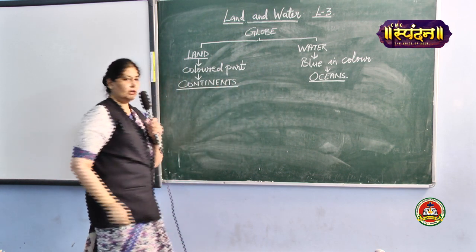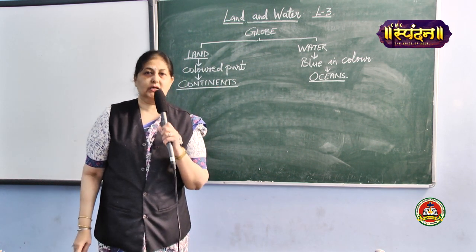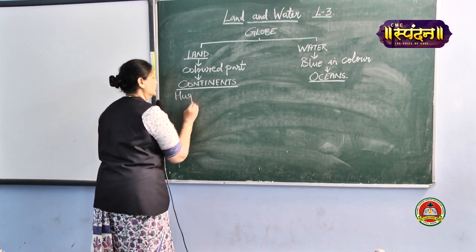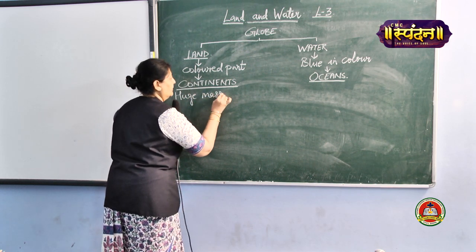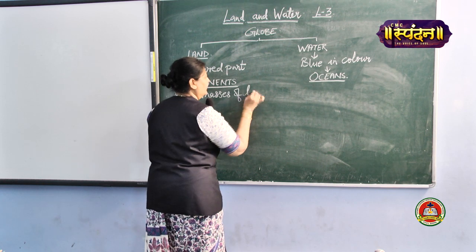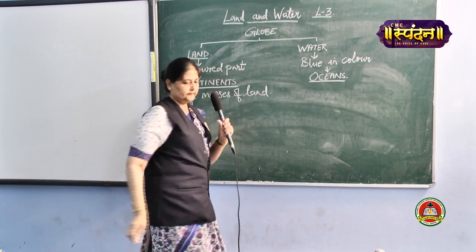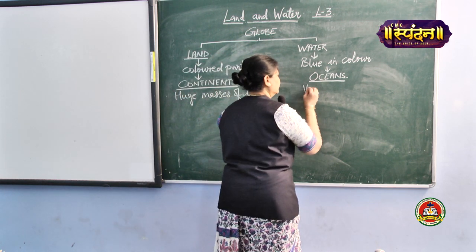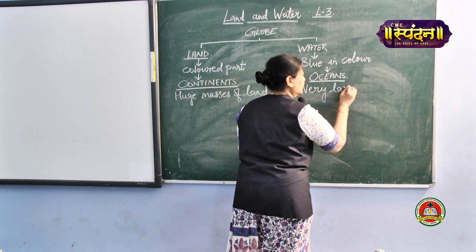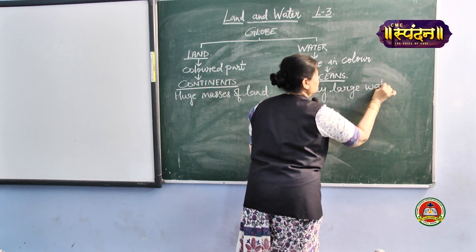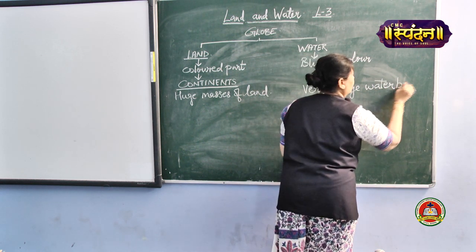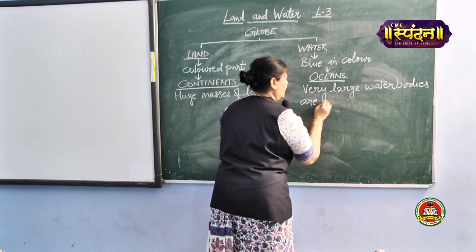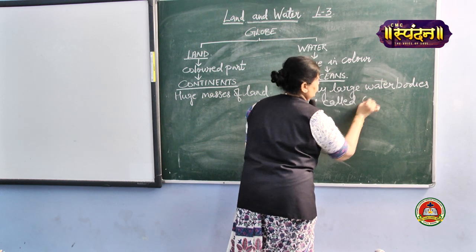Correct? Now, what are continents? Continents are huge masses of land. Okay? Huge masses of land. And children, what are oceans? Very large water bodies. Very large water bodies are called oceans.